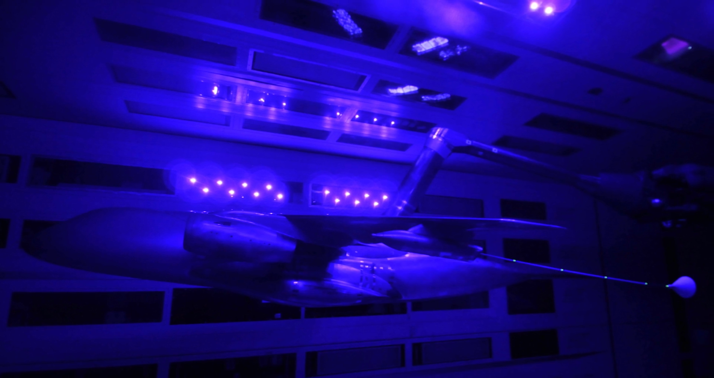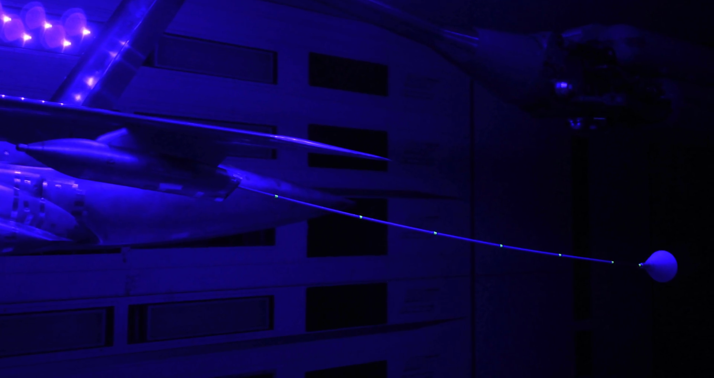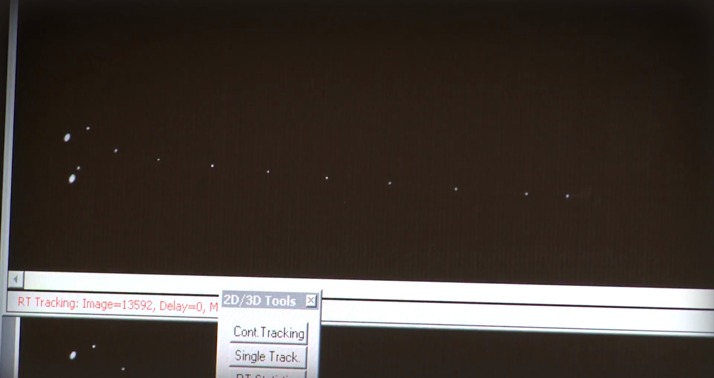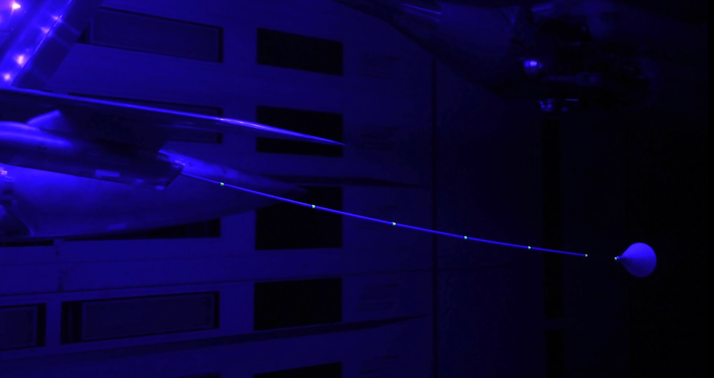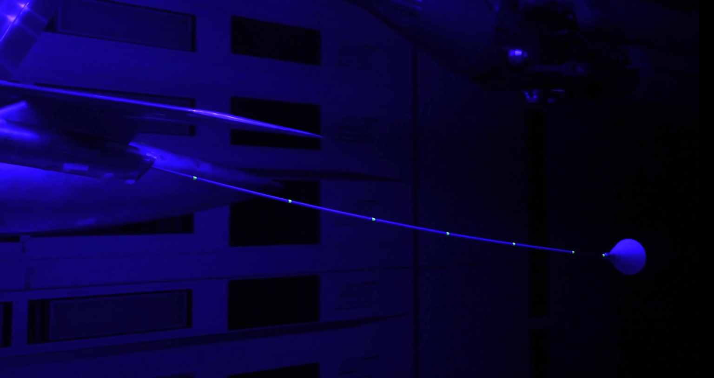We use a special technique, stereo pattern recognition. And by doing a calibration with these cameras before we start the measurements, we can measure exactly what's the position of each marker as a function of time.